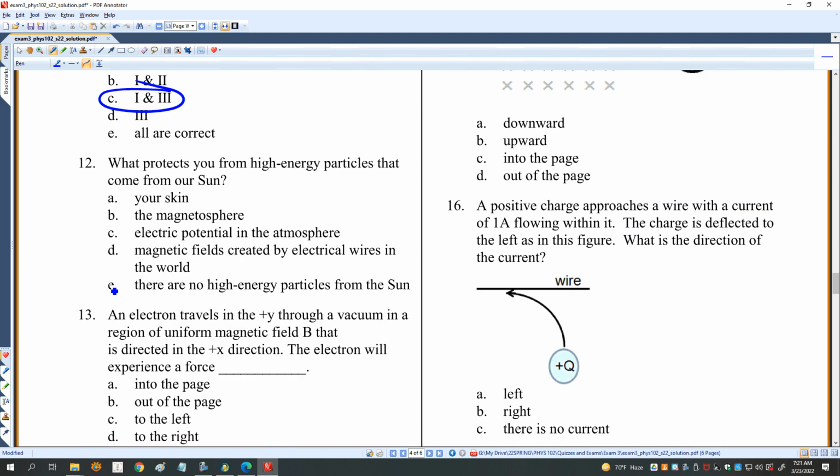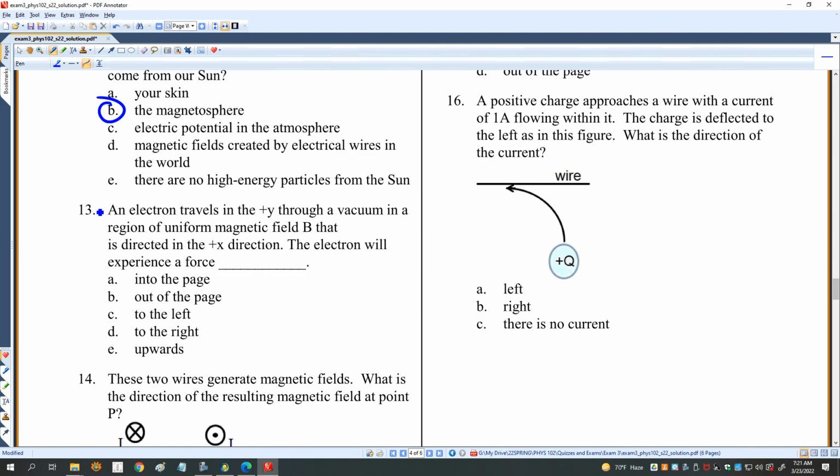What protects you from high energy particles? That would be the magnetosphere. An electron travels in the y direction through a vacuum with a magnetic field that is in the x direction. This is an electron, let's keep that in mind. The electron will experience a force. Okay, so v cross B would be into the page if it were positive, but it is out of the page.